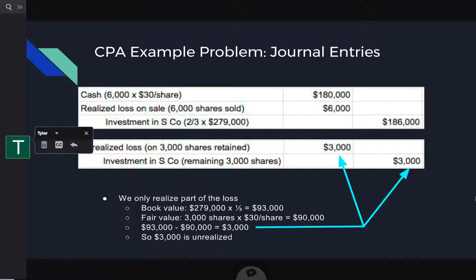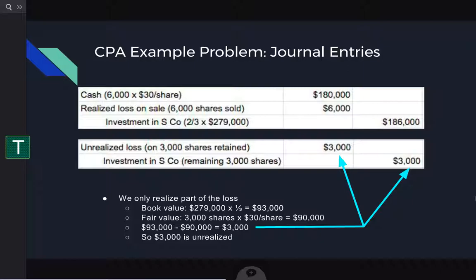And now we're going to move on to our journal entries. So first we're going to debit cash for the amount received for selling our shares. So we sold 6,000 shares at $30 a share, so we got 180,000. Then we have the realized loss on sale of 6,000. We're going to debit as well. We'll get into that in the next journal entry. And then we're also going to credit the investment in S company for the amount that we sold. So the investment in S company is valued at $279,000, and we sold 2/3 of our shares. So we're going to credit investment in S company by the 2/3 that we sold, which is $186,000.